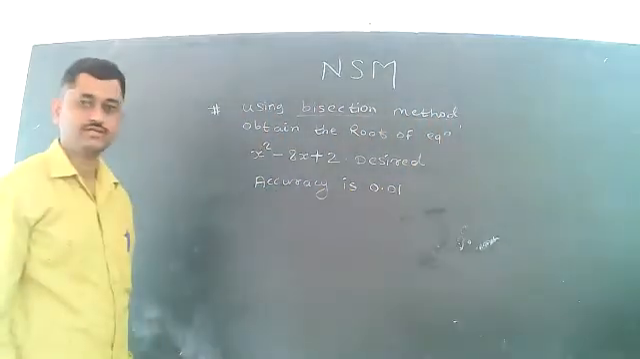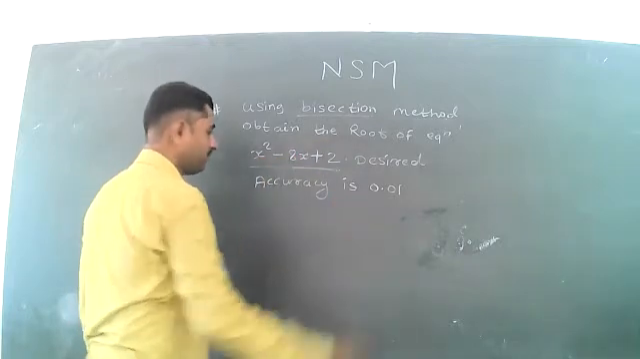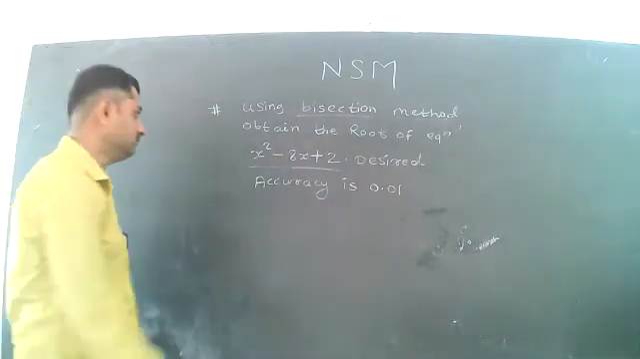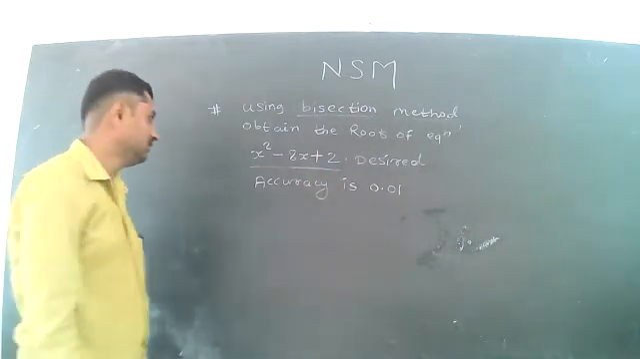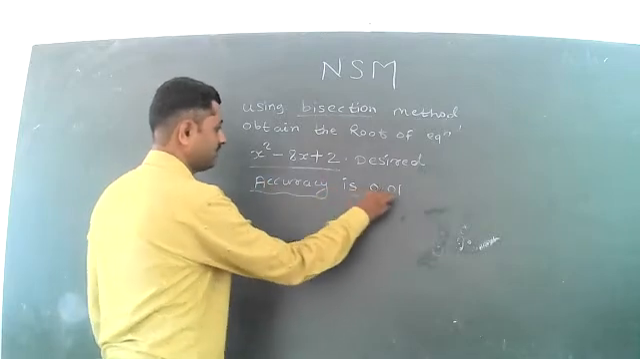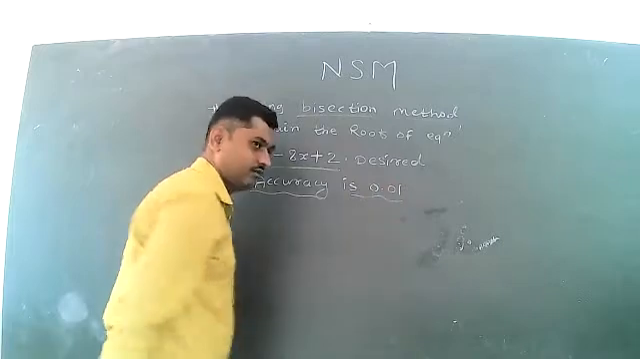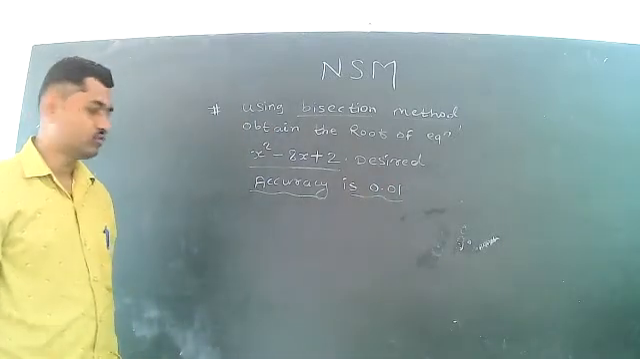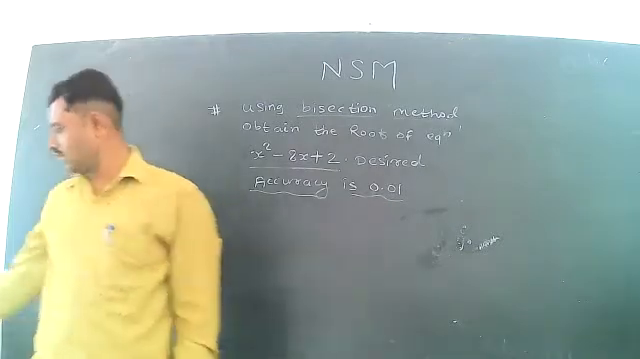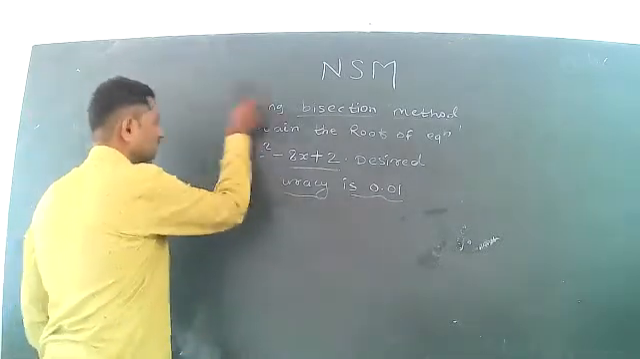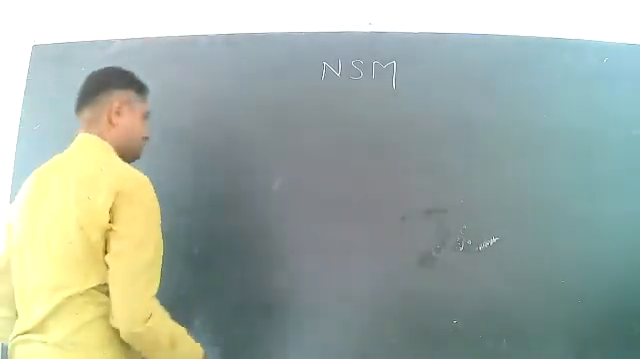So the numerical is: using the bisection method, obtain the root of the equation x square minus 8x plus 2. Desired accuracy is 0.01. This numerical is based on the accuracy criteria, up to 0.01 accuracy. So how do we solve it? First of all, the first step is that you have to assume initial guesses.